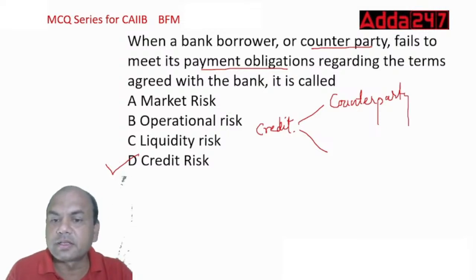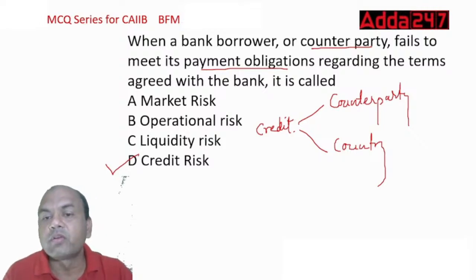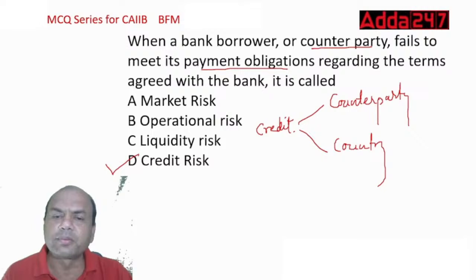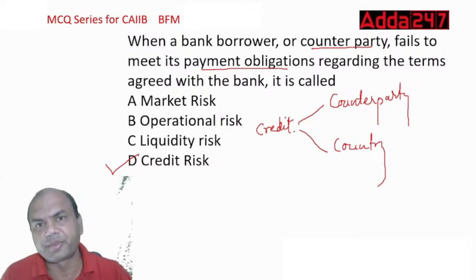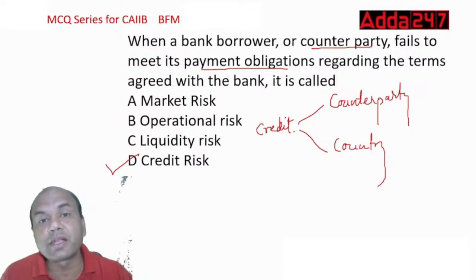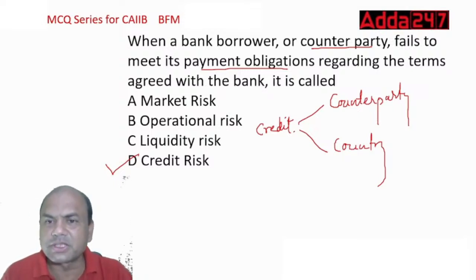And second is this country risk. Okay, one is counterparty, second is country risk. Always remember, credit risk is of two types, counterparty and country. Okay. So counterparty means what? Your other party is not paying. Here, the simple logic is over here.